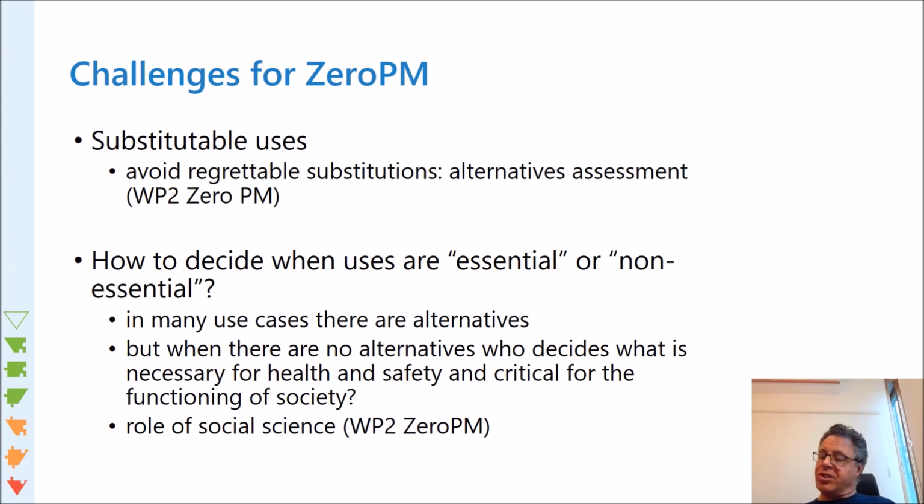In Work Package 2, social scientists from the University of Vienna will be determining stakeholder views on essentiality for various use cases, which will help us better understand if the type of criteria developed by the Commission are reasonable or not for stakeholders.